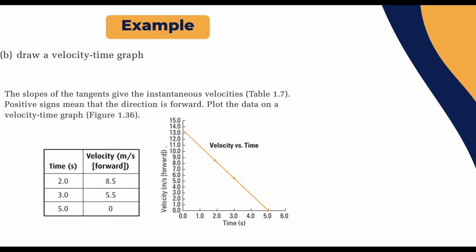Now we built our table of velocity. At time 2, velocity 8.5 meters per second. At time 3, velocity 5.5 meters per second. At time 5, velocity was 0. If you draw that on an XY axis, time on the X, velocity on the Y: at time 5, velocity was 0, at time 3, velocity was 5.5, and at time 2, velocity was 8.5, so that represents a straight line. So now we have already drawn the velocity versus time graph, so we are good to go with part B of the question.